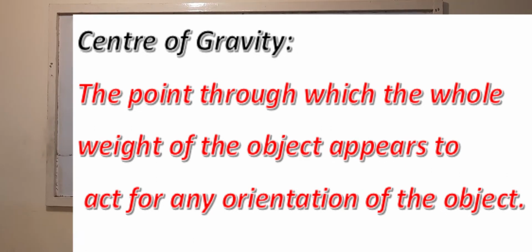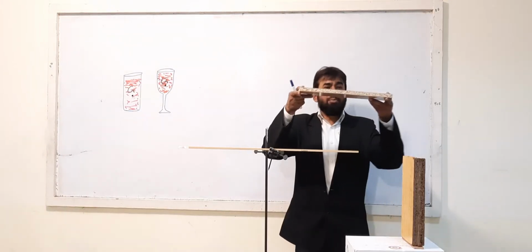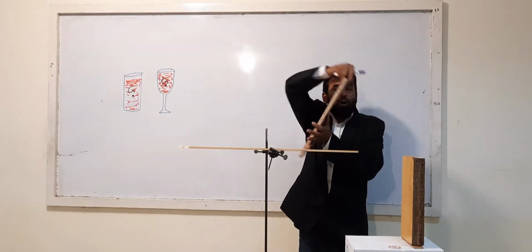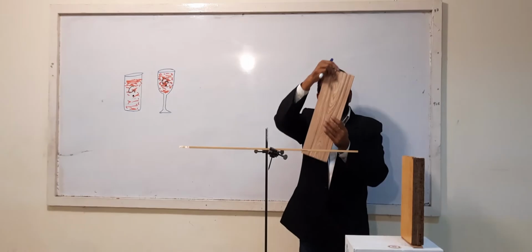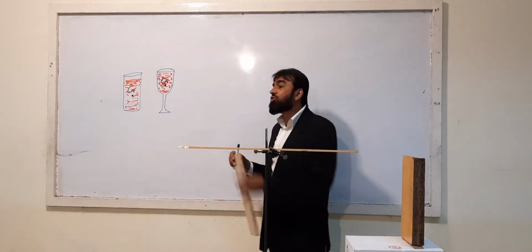The point through which the whole weight of the object appears to act for any orientation of the object, that point is called the center of gravity. So whatever the orientation of the body, for example, I am keeping this body like this, or like this, these are the different orientations of the body. For any orientation of the body, the center of gravity is not changing.